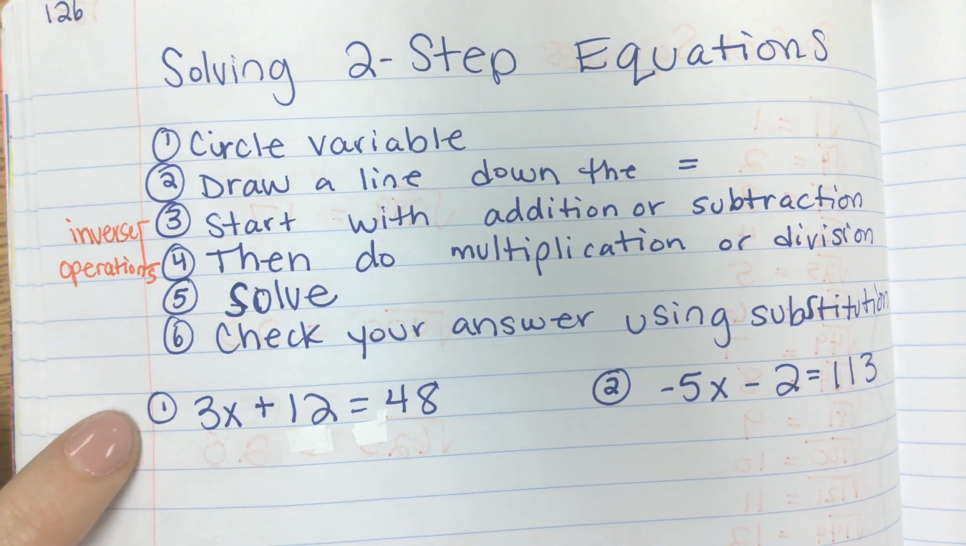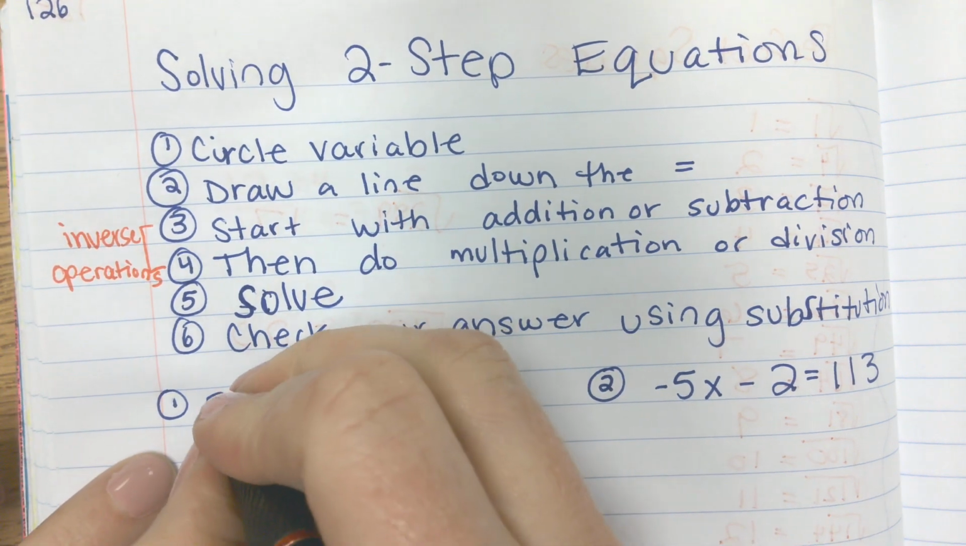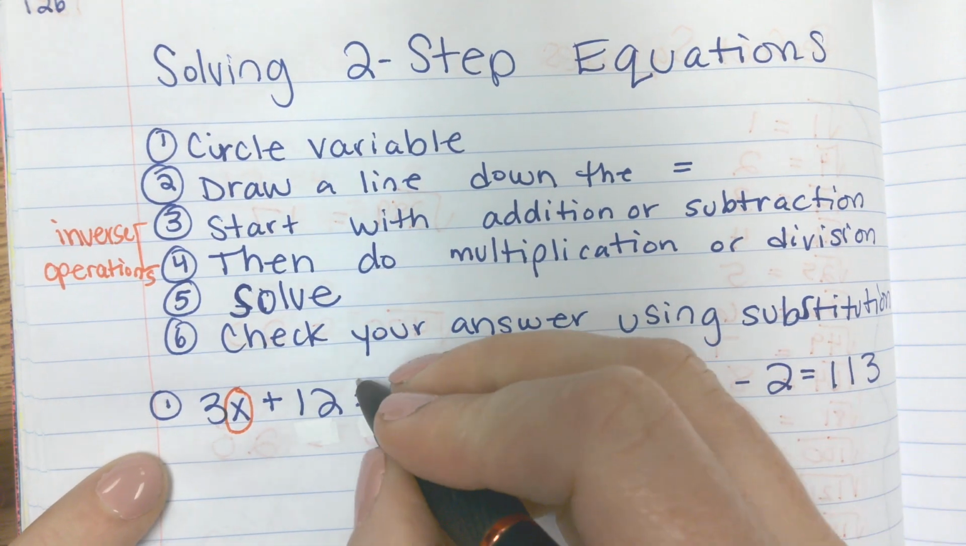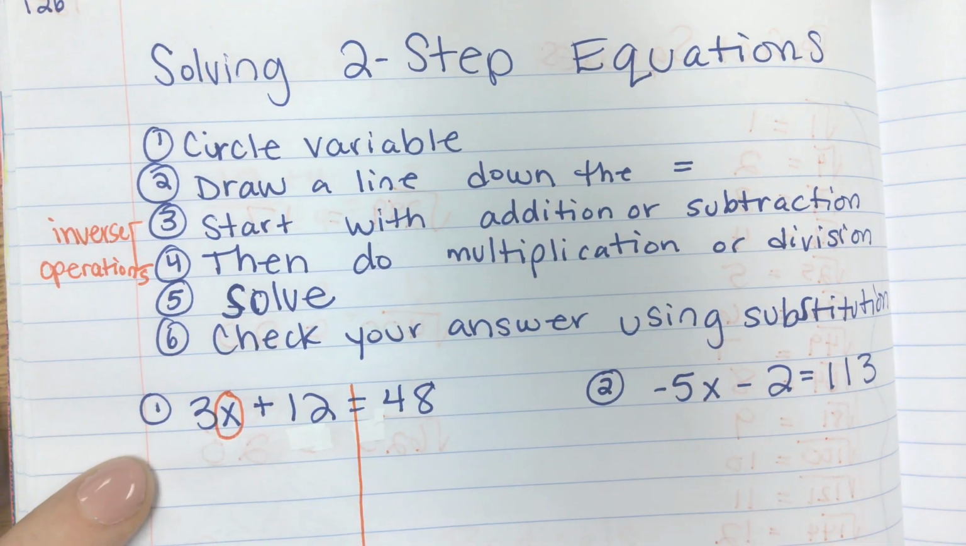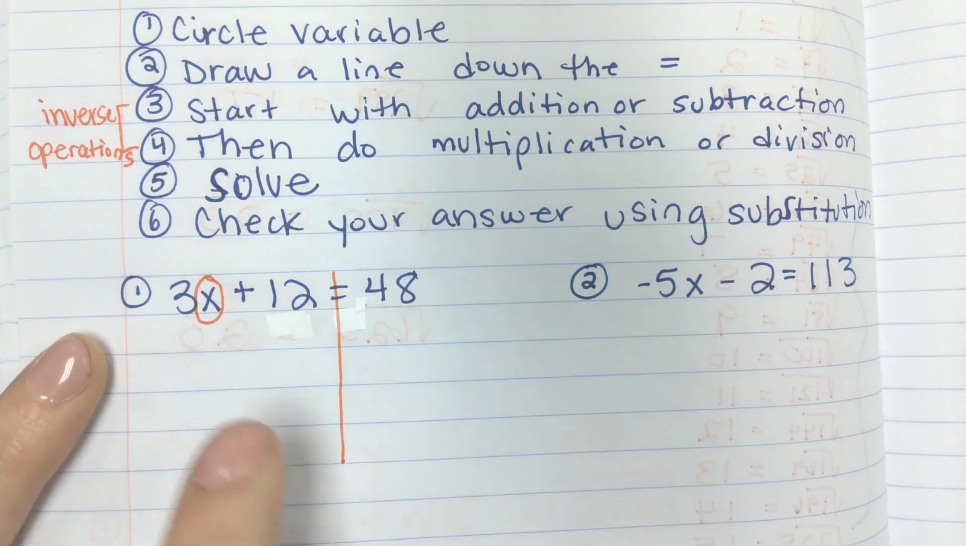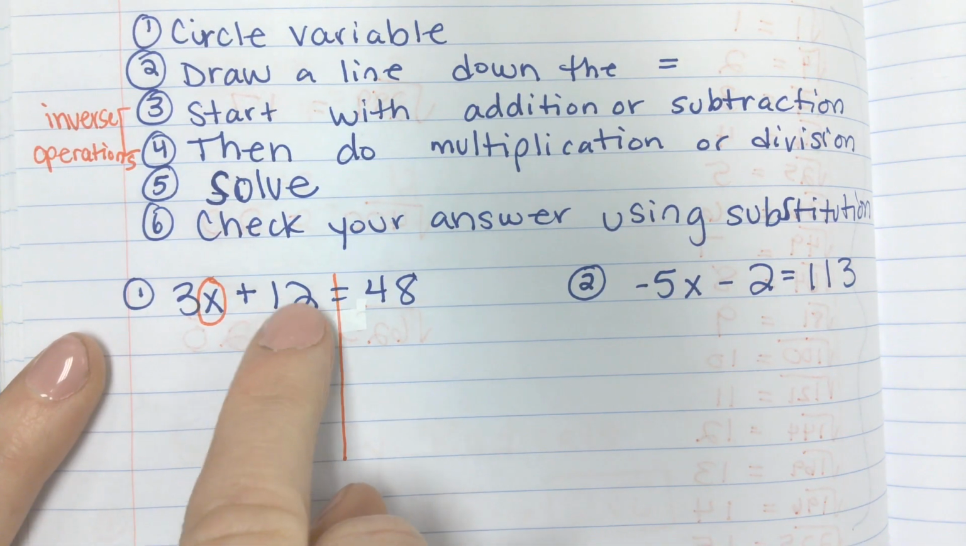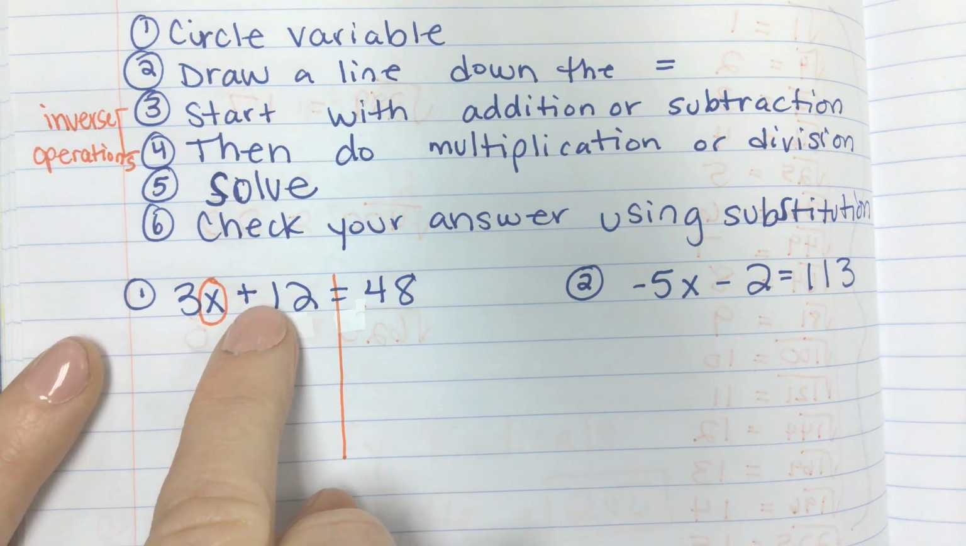So let's look at number 1. Copy down the problem. 3x plus 12 equals 48. So I'm going to circle my variable, draw my line down my equal sign. So we are going to start with addition or subtraction. So let's look and see. Here's the x. We have addition or subtraction here. We have addition. So we're going to do the opposite.